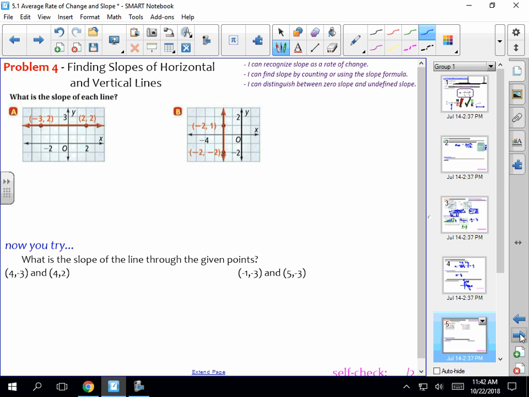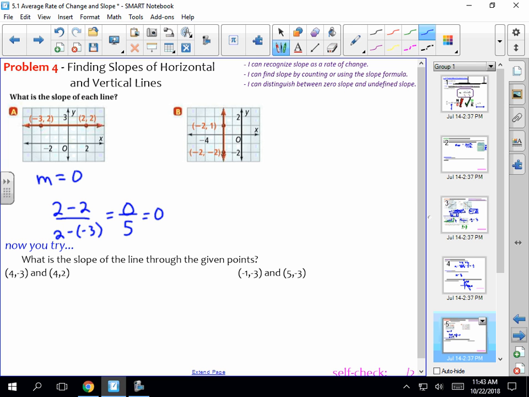When it's horizontal, it's m equals 0. Here's why, and you don't need to show the algebra on this. If you see a horizontal line, you ought to be able to say that's 0. Here's why. 2 minus 2 over 2 minus negative 3 gives me 0 over the number 5, which reduces down to 0. And that will happen every time you have a horizontal line. The top will always be 0.